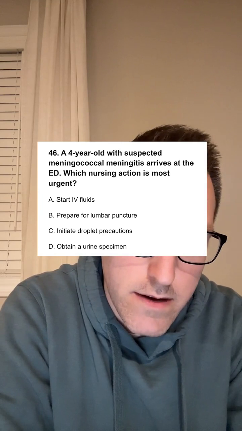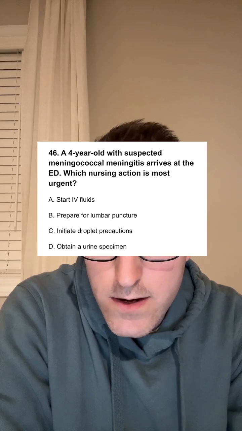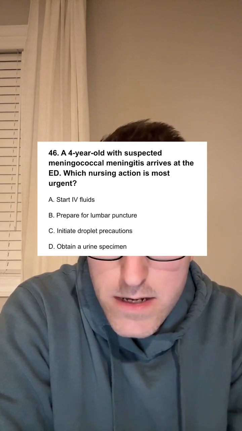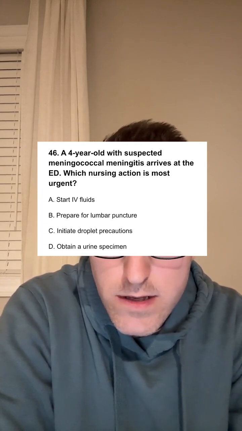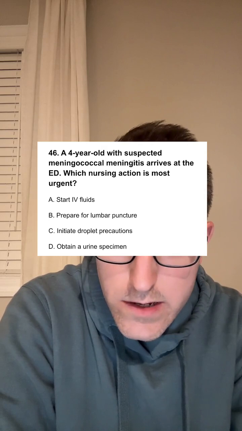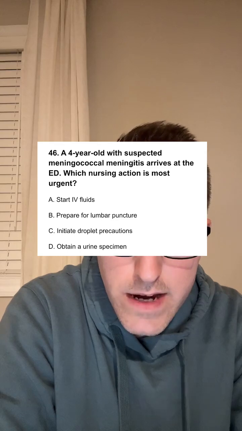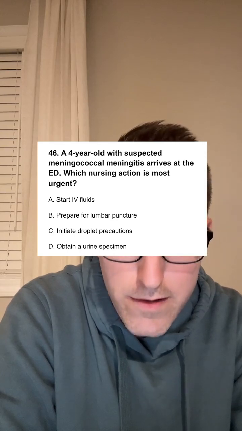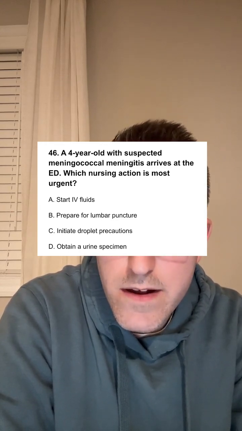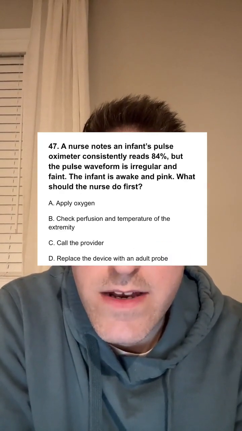Wow, okay. All right, you guys, you've been studying. All right, so, yep. C is the answer here. Initiate droplet precautions. So isolation must occur immediately to prevent transmission. All right, it's not A. It's important, but not before isolation. For B, the LP is going to occur only after stabilizing and protecting others. You guys are smart, y'all. And D, it's just not related to the emergent management here. Okay. Very, very good.